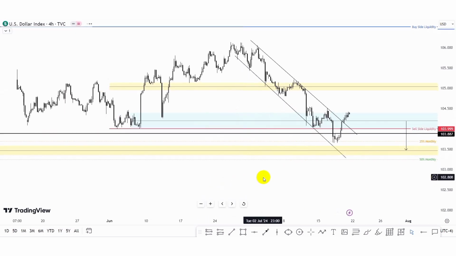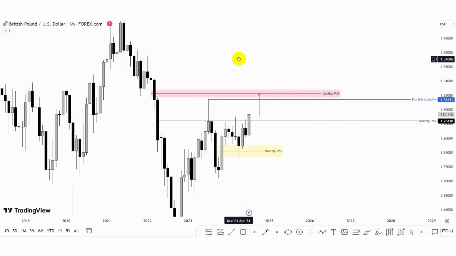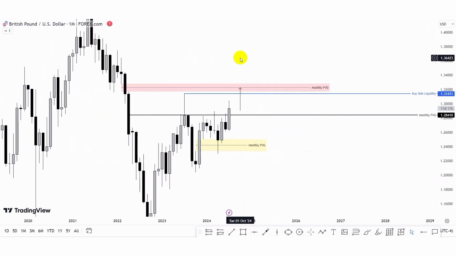So we're going to check the other pairs: the GBPUSD, the EURUSD, and also the gold pair. So guys, let's head to the GBPUSD pair for our review of last week's trade, Forex focus. This is the GBPUSD pair, and this is the monthly time frame.